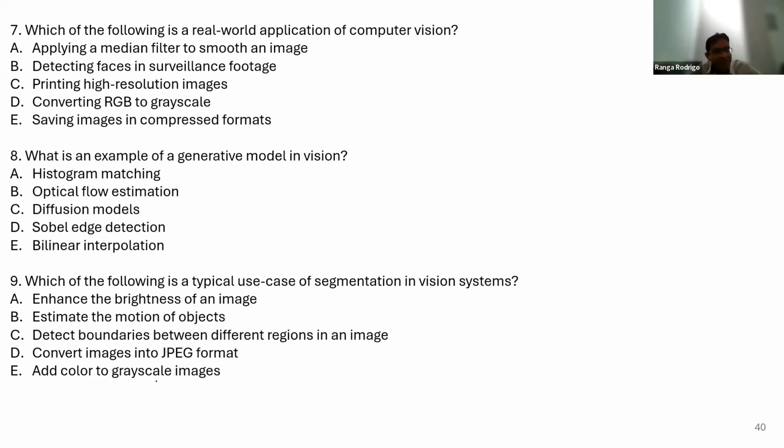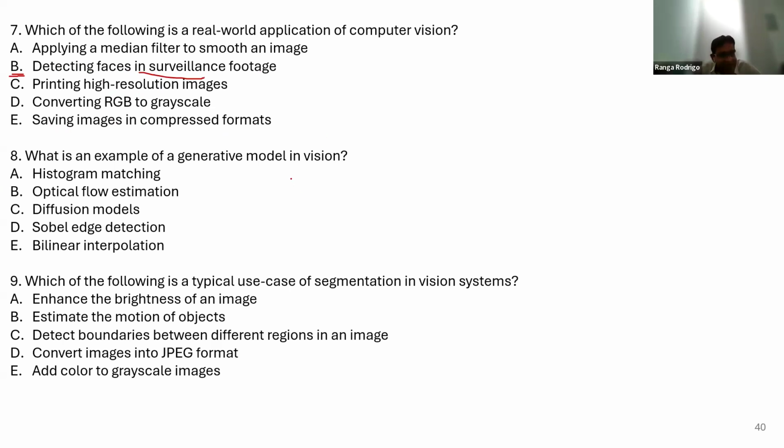Question number 7. Which of the following is a real-world application of computer vision? Applying a median filter to smooth an image, detecting faces in surveillance footage, printing high-resolution images, converting RGB to grayscale, saving images. Detecting faces is the real-world computer vision application, right? Detecting faces and so on.